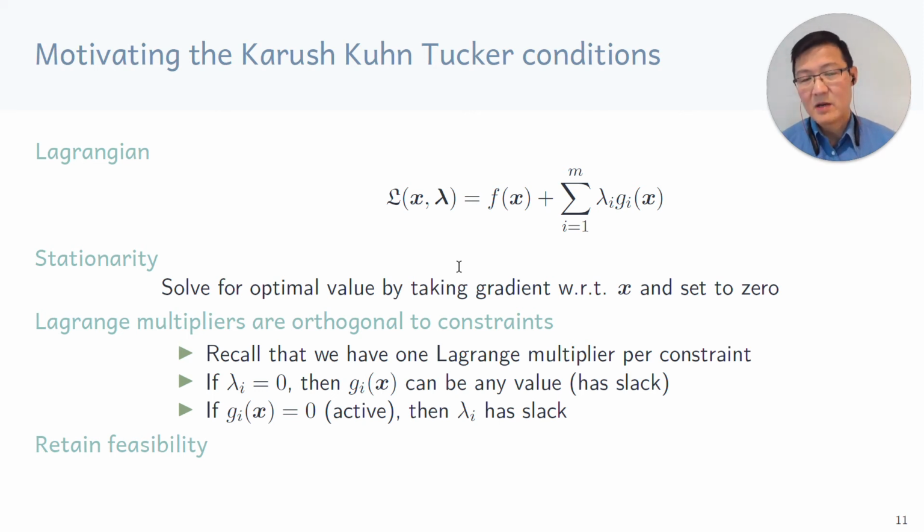So at an optimum value, you're likely to be at the corner of the constraint set, and therefore one or the other of the optimization constraints have to be active. And so only one of them can be non-zero. Okay. Of course, we want to retain the feasibility, and that's what we add to the conditions.